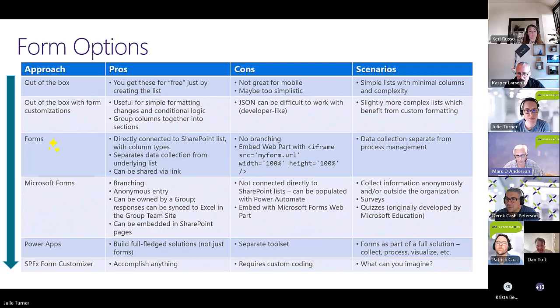They're not connected to SharePoint lists. They are just a separate standalone thing, but you can take the data that was entered and move it into a list with Power Automate, but it's more work. You can also set the ownership of a Microsoft form to a group, and then the responses can be synced to an Excel file in the group's team site, which is a nice, simpler way of collecting that data without having to write Power Automate or build a list. It just goes into an Excel file.